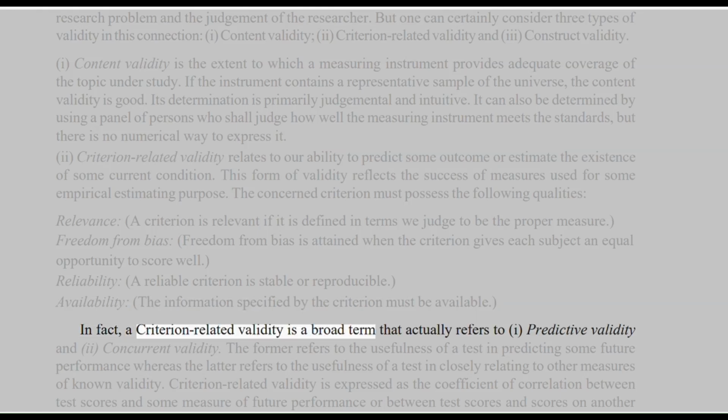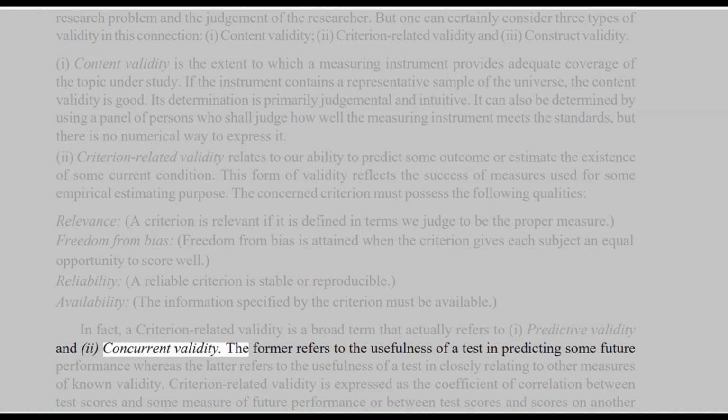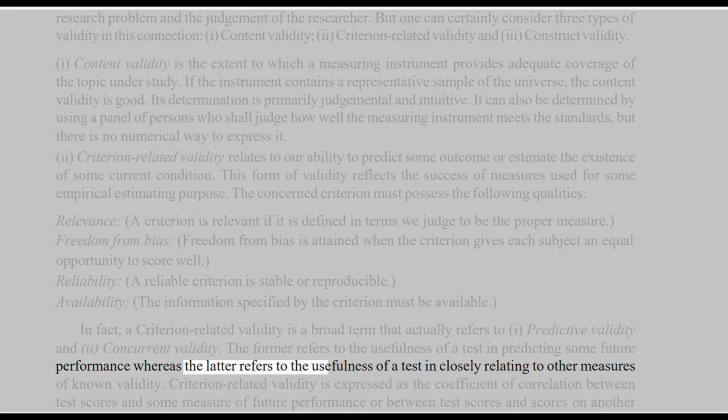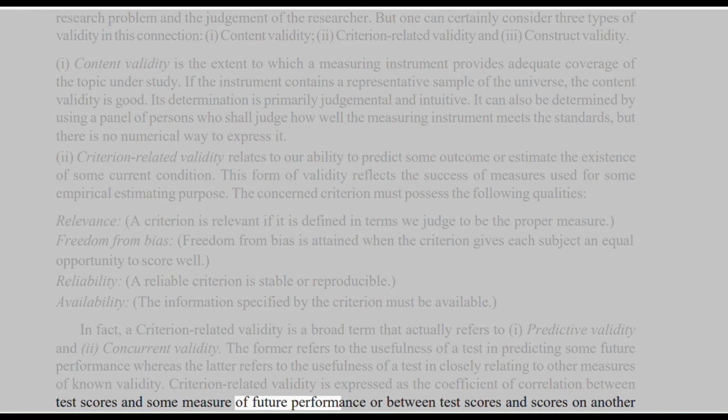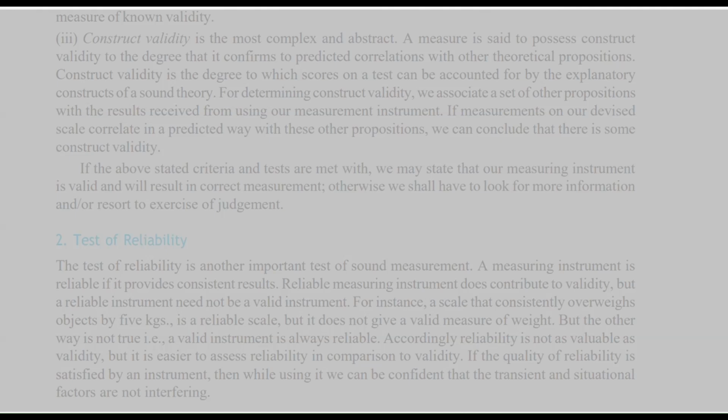In fact, criterion-related validity is a broad term that actually refers to 1. Predictive validity and 2. Concurrent validity. The former refers to the usefulness of a test in predicting some future performance, whereas the latter refers to the usefulness of a test in closely relating to other measures of known validity. Criterion-related validity is expressed as the coefficient of correlation between test scores and some measure of future performance, or between test scores and scores on another measure of known validity.